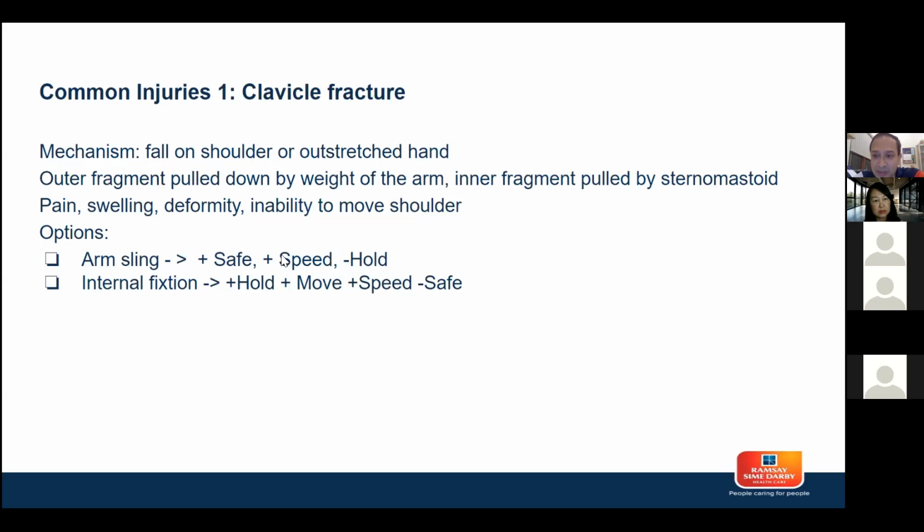The speed of healing is good. It heals in the right time. However, it does not hold as well as an internal fixation or surgery. So that's the quartet. The problem with the quartet for an arm sling is holding. Holding is poor, the other two are strong.